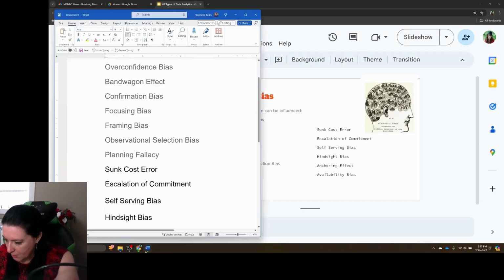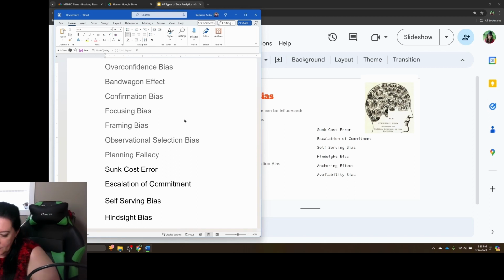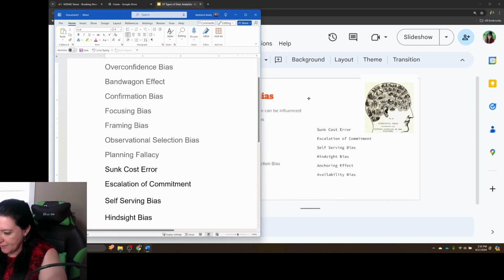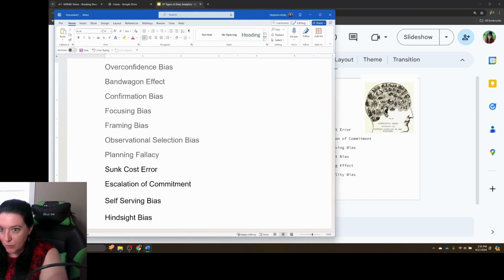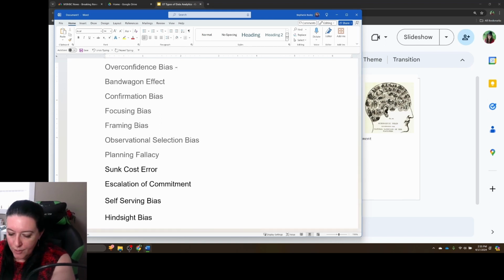So I'm just going to pull up a Word document here so that we can define some of these biases. So let's start with the overconfidence bias. I'll just make a little bit more space here. All right, so overconfidence is when you think you know more than you do.